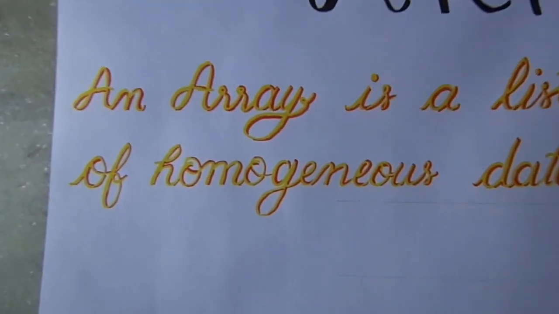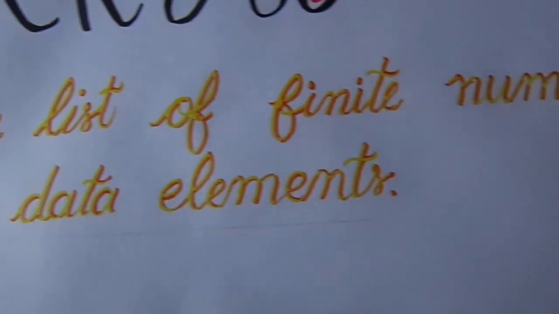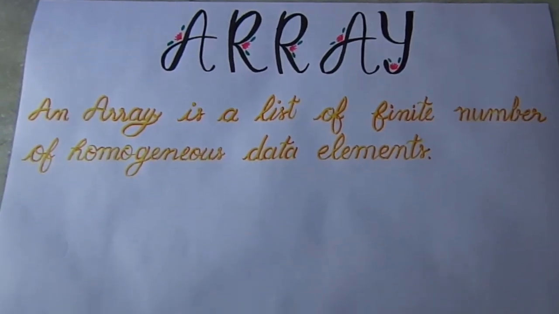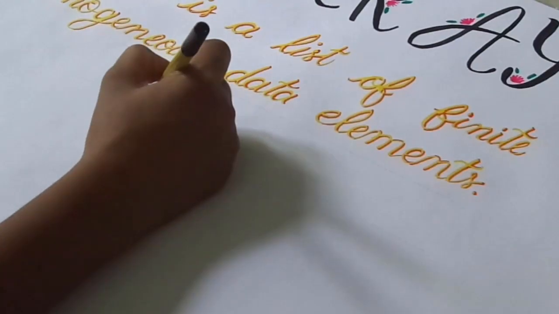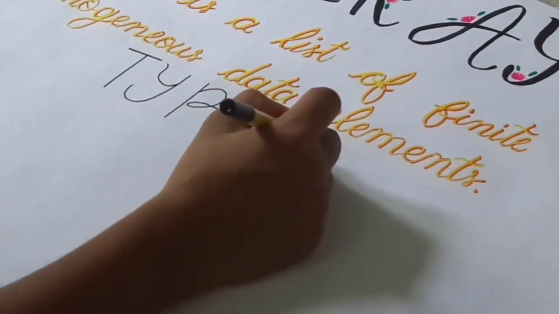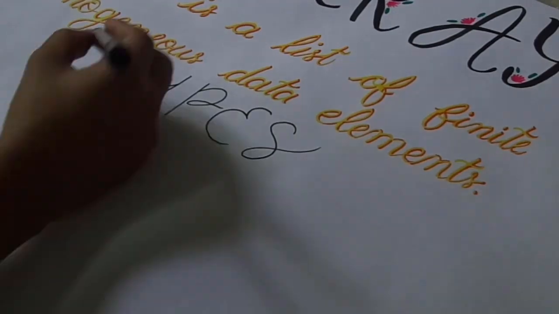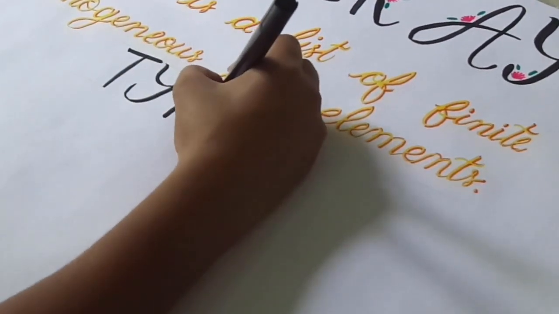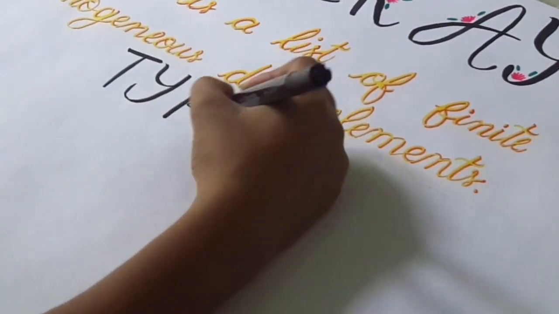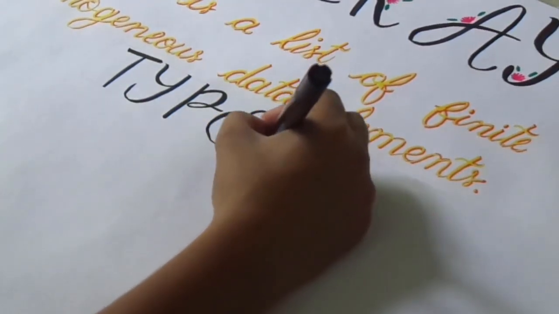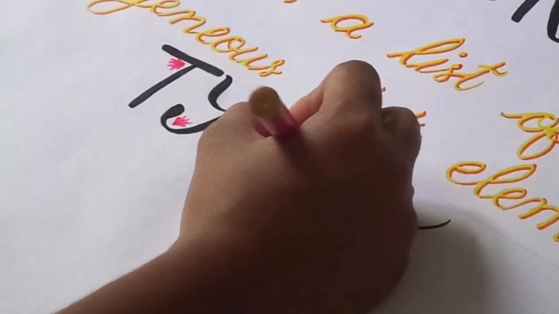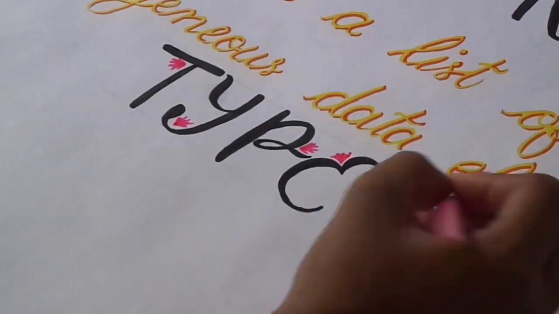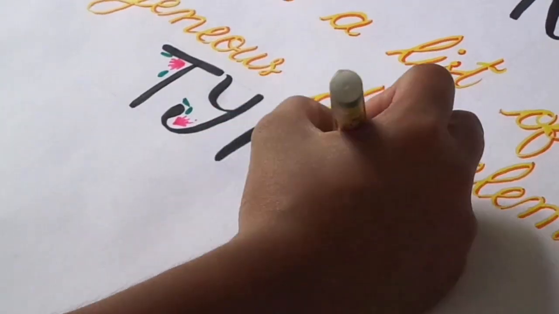My shading is completed and this is how it looks. Now I need to write the next thing. Computer science, so here I am making two mice to show the two types of arrays.